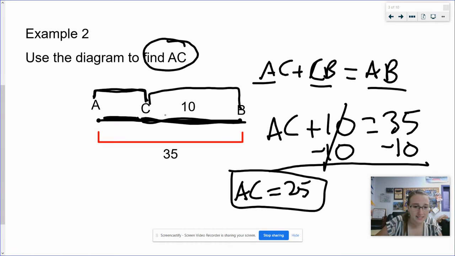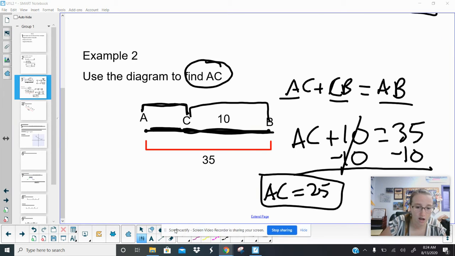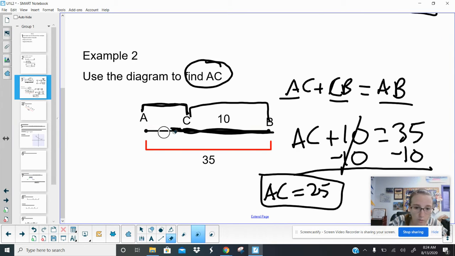One thing I'm going to say about this is that you cannot base your answers off the picture. If you notice, we just solved this and found out that AC was 25 and this is 10. Based on the picture, that seems wrong because this is much longer than this piece. Doesn't matter. You cannot base it off the pictures. You have to base it off of the information given. They're telling us this is 10 and this is 35, so this has to be 25. There's no way around it.